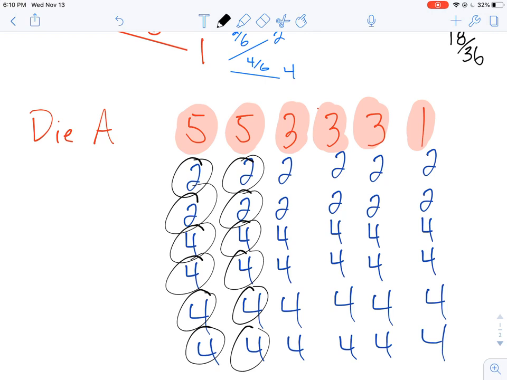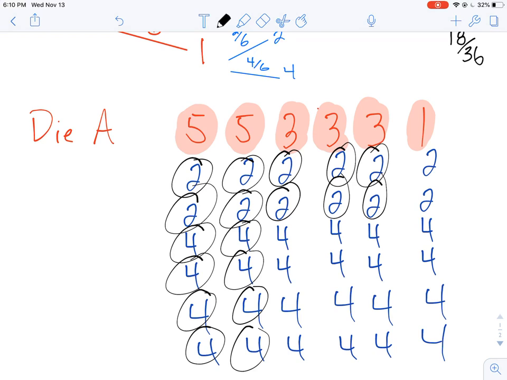Now, if die A rolls a 3, then die B could roll a 2, and in those cases, die A wins. But if a 4 comes up, guess what? Die B would win, so I'm going to take that off the table. And it happens again. If I roll a 3, a 2 could come up with die B. But if a 4 comes up, then I don't win.